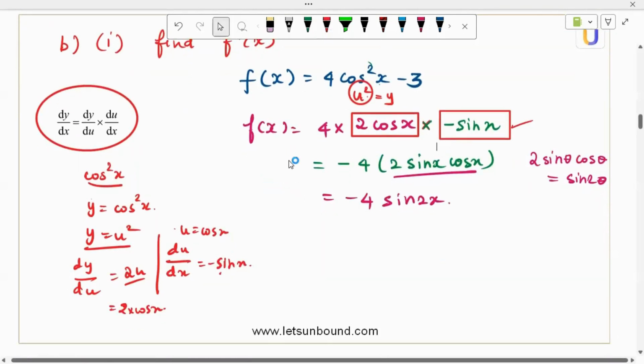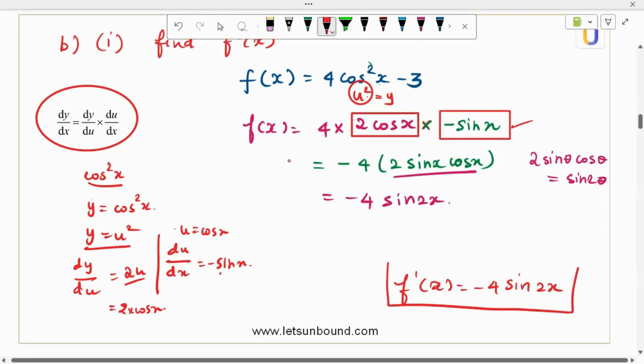Now, finally, what is our f dash of x? It's minus 4 sine 2x. Got it? Right. So f dash of x is done. Let's get into the next part.